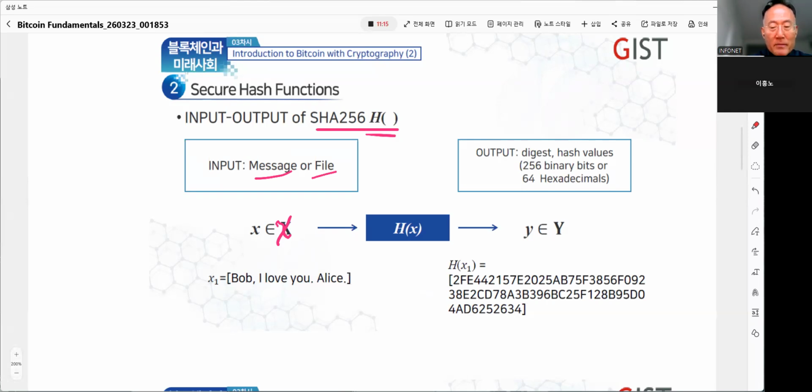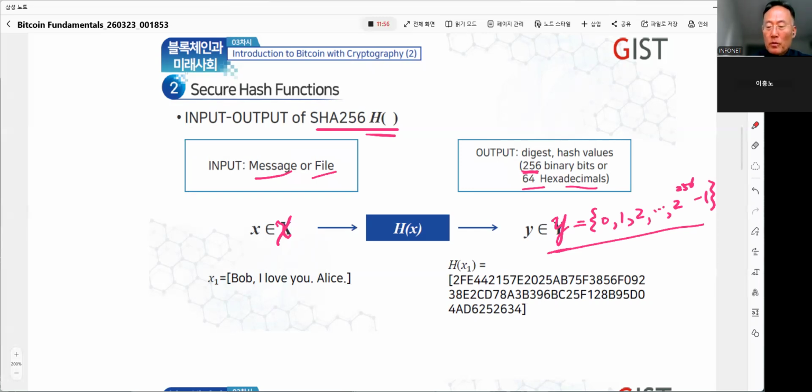The space of X is much greater than the space of output Y. Y is just the space of 256 binary bits, or 64 hexadecimals. So this is a space of numbers, basically 0, 1, 2, all the way up to 2 to the power of 256 minus 1. So this is a number space with only a finite number of elements.